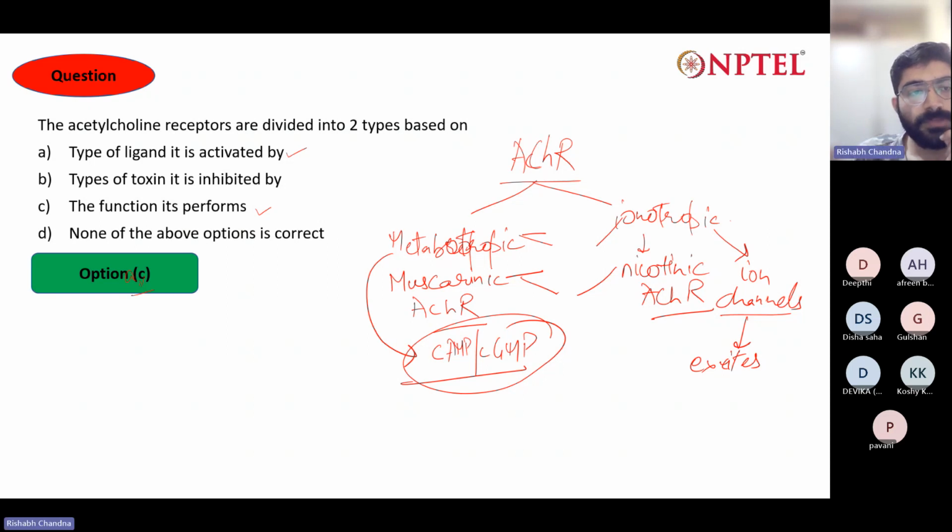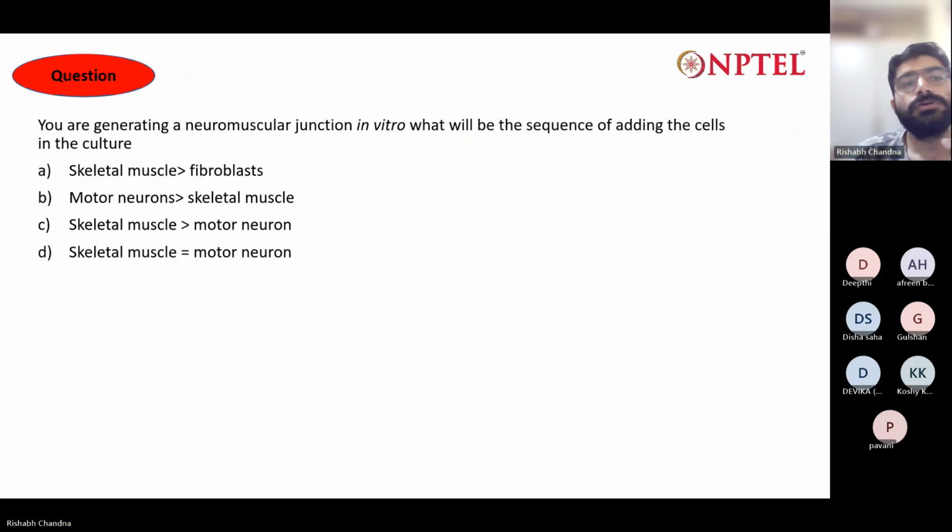So if not, then we'll move on to the next question. You are generating a neuromuscular junction in vitro, and what will be the sequence of adding the cells in the culture? The options are: first you'll add skeletal muscles, then fibroblast; first you'll add motor neurons, then skeletal muscles; or first you'll add skeletal muscle, then motor neuron; or you will add both at the same time. So can anybody guess?